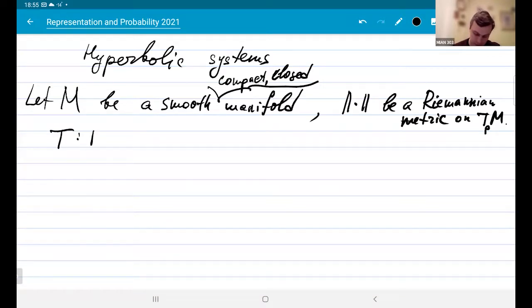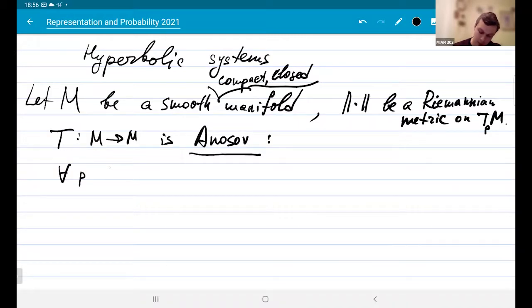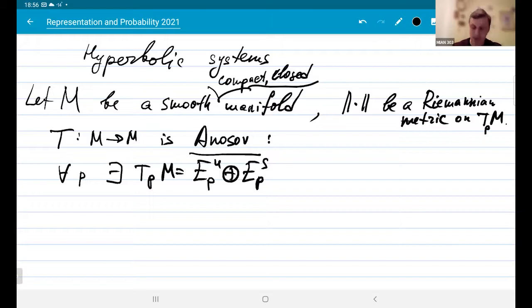Well, T is, let me say, an Anosov map. Just an Anosov map, if the following holds. So first of all, for any point P, there exists a decomposition of our tangent space into the direct sum of two spaces, EU and ES.